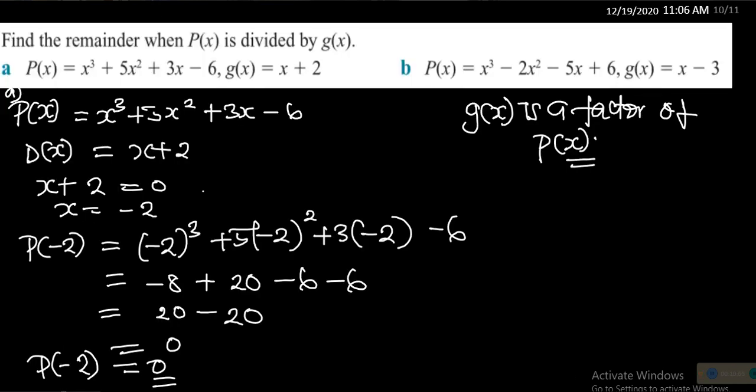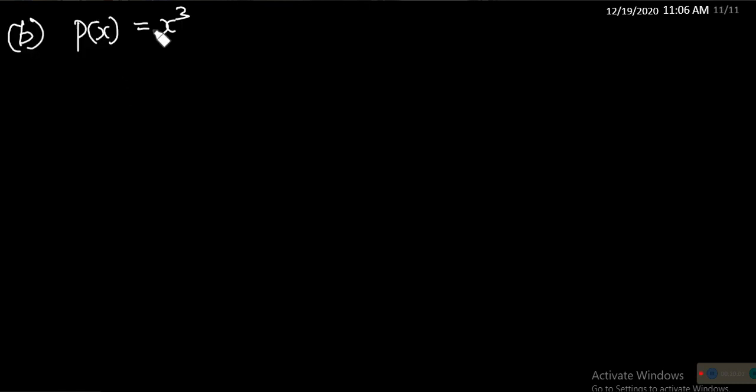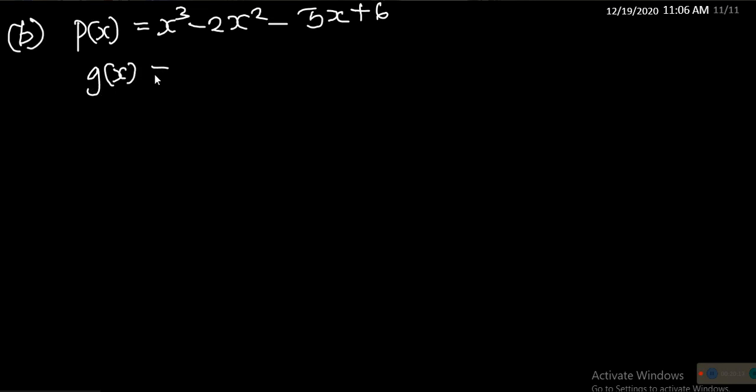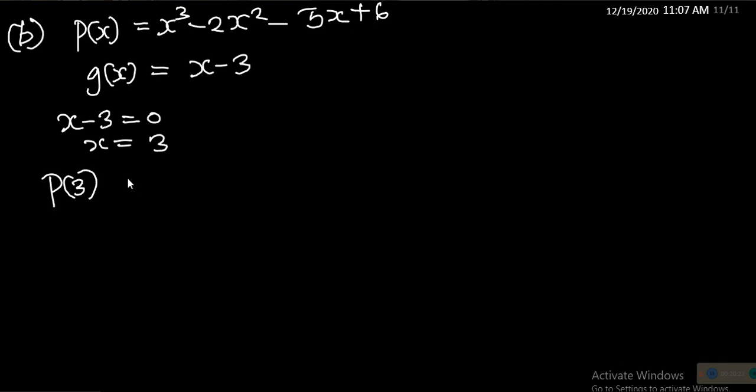So for b, we have p of x equals x cubed minus 2x squared minus 5x plus 6, and g of x, which is the divisor, is x minus 3. Now let x minus 3 equals 0, so that will give us x equals 3. So our remainder will be p of 3. So p of 3, substitute 3 for x in the p of x.